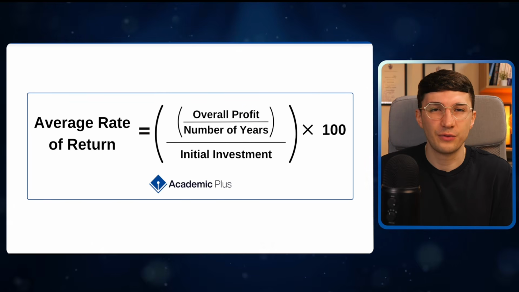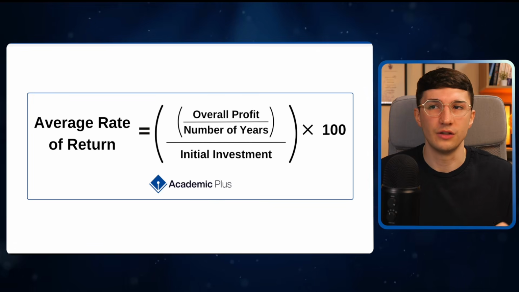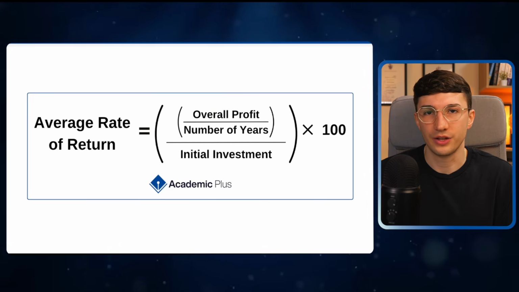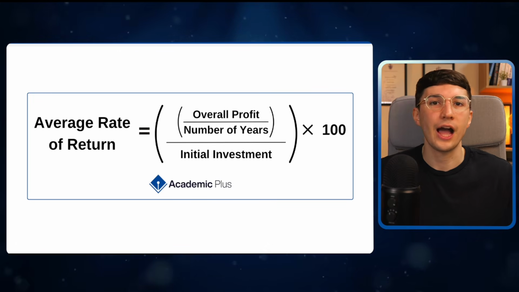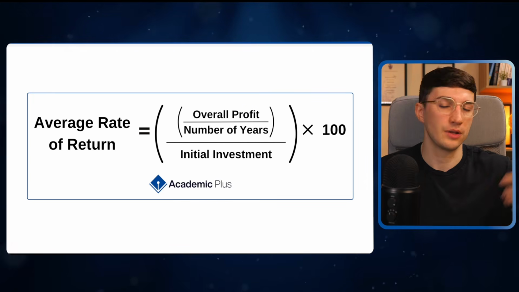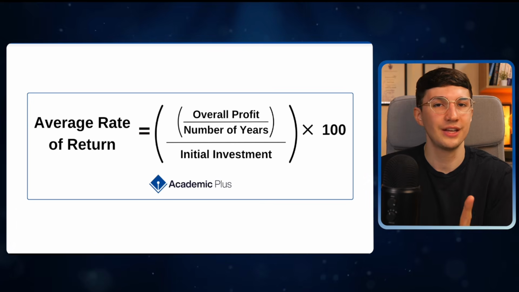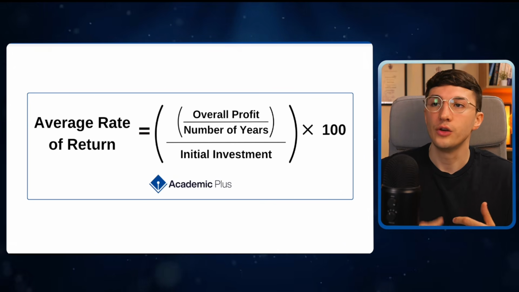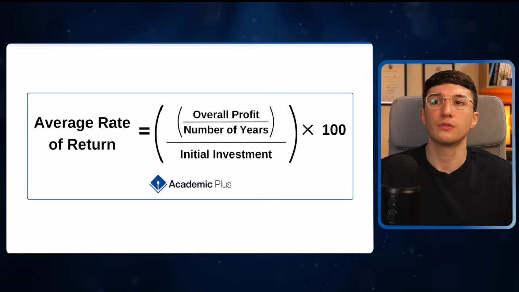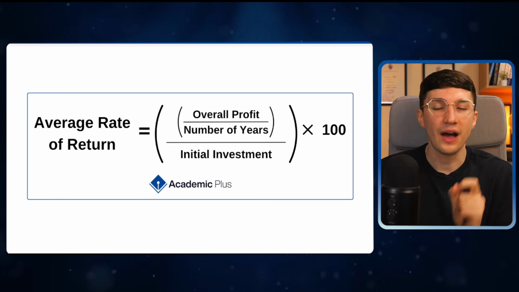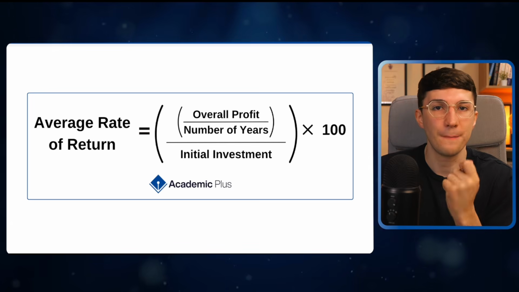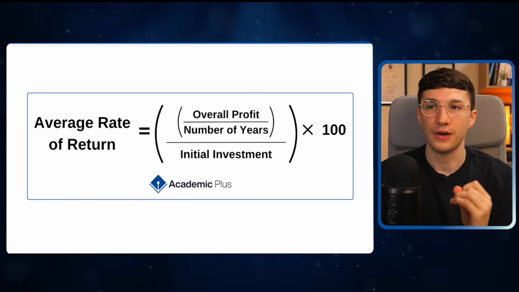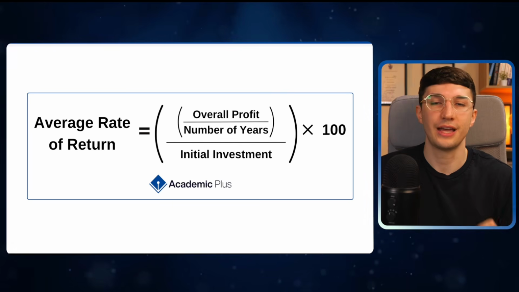Now to calculate the average rate of return, there's two things we need to do. First of all, we need to know what the average profit of the actual project is. Then we take that and divide it by the initial investment. And of course, we said we want to express this as a percentage, so we times by 100. So the formula will be, you do the overall profit of the project, divide by the number of years. That will give me the average profit per year. Then we take that figure, divide by the initial investment, times by 100 to get a percentage.